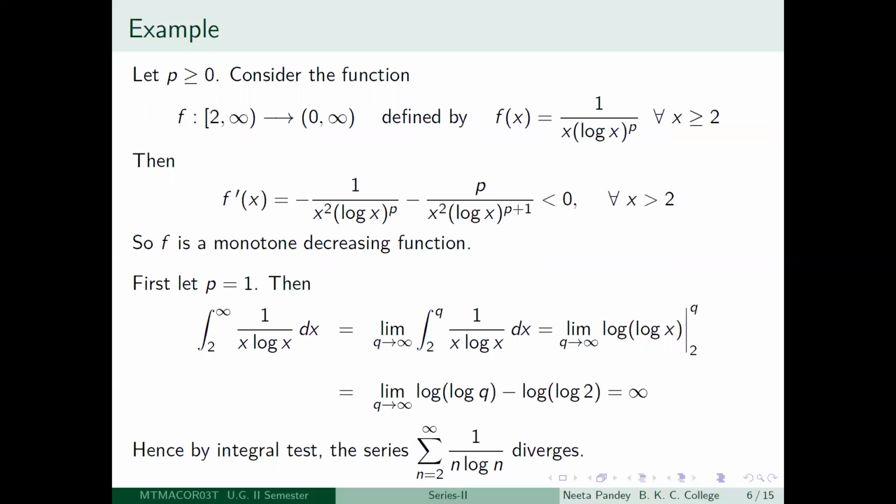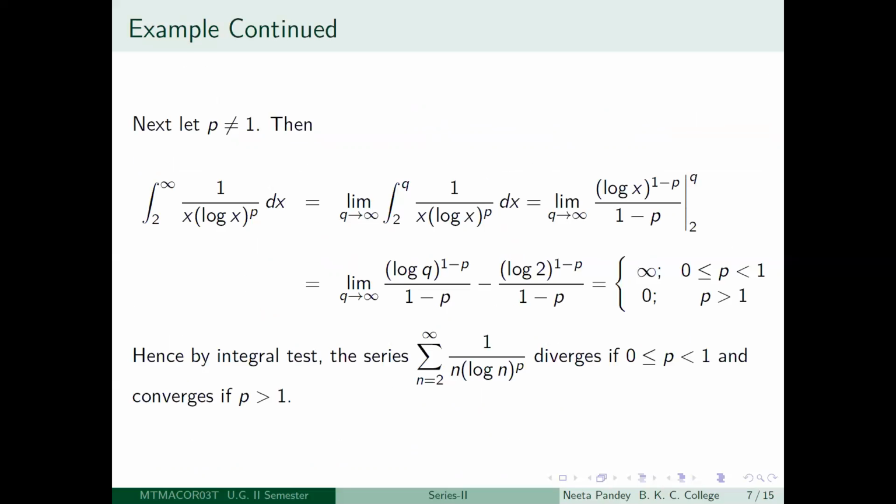Suppose again you take p greater than or equal to 0 and you want to look at the series summation n equal to 2 to infinity 1 by n log n to the power p. Since there is a log n in the denominator, you start the series from n equal to 2 because log 1 is 0. So our series is summation n equal to 2 to infinity 1 by n log n to the power p. We want to determine the behavior of this series.